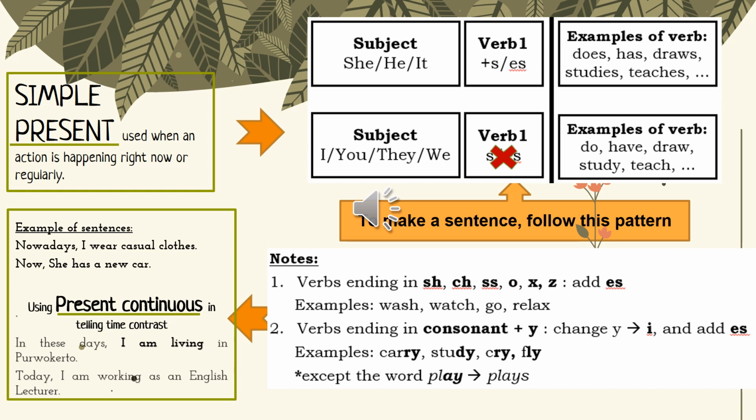Besides simple present, we can also use present continuous in telling the time contrast. For example here, these days, I am living in Purwokerto. Or, today, I am working as an English lecturer.